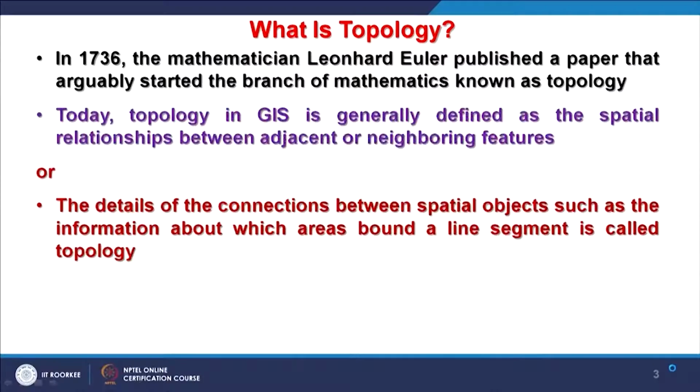The details of connections between spatial objects, such as information about which areas bound a line segment, is called topology. As I mentioned, the main concern of topology is with polygon data, so in that sense it is very much required to build a topology. It can also be defined in simpler terms: topology stores the relationships of one spatial object with respect to another. So, this basically stores the relationship.